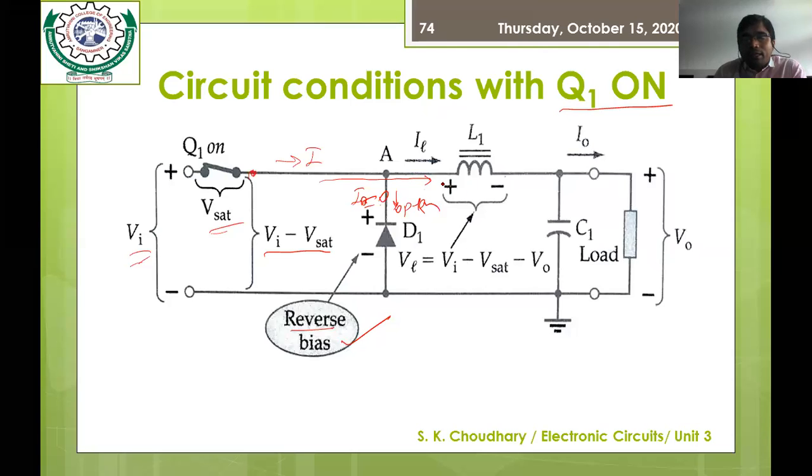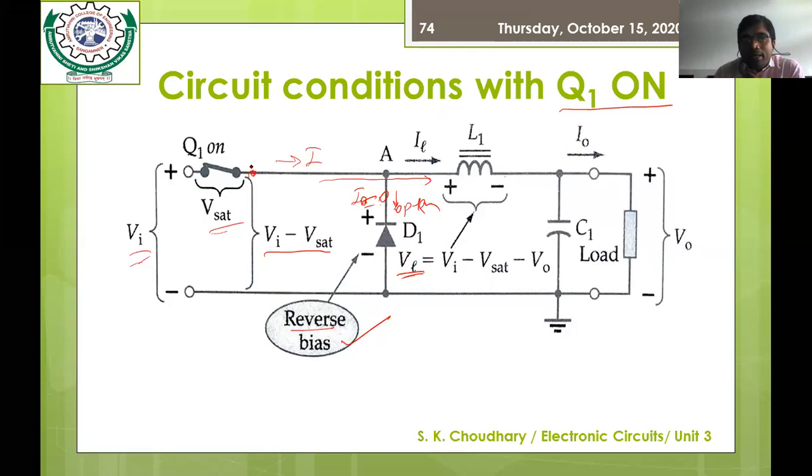Because of this current flow, the current would linearly start to increase, or start to charge the inductor. Because of that, you can say current is linearly increasing, and because of that, a voltage difference would be created across the inductor, and that VL is nothing but VI minus VSAT minus V0. How did this value come?